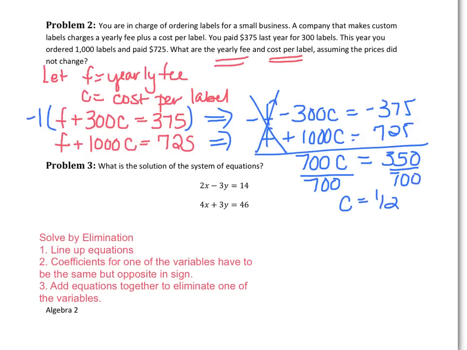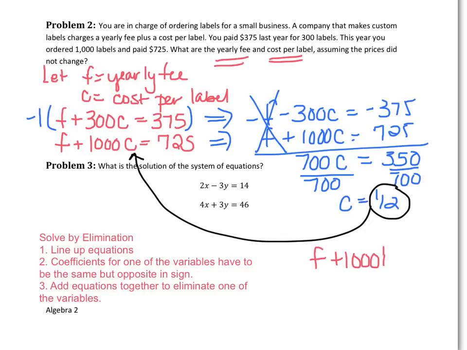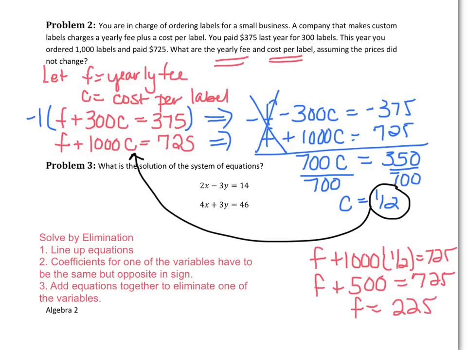All right, and let's go back and find our other variable f. So I'm going to substitute 1/2 in. It doesn't matter which one of those two you use, but let's use the second one. So if I use f plus 1,000 times 1/2 equals 725, and then that would be f plus 500 is equal to 725. And then solving for f, f is 225.